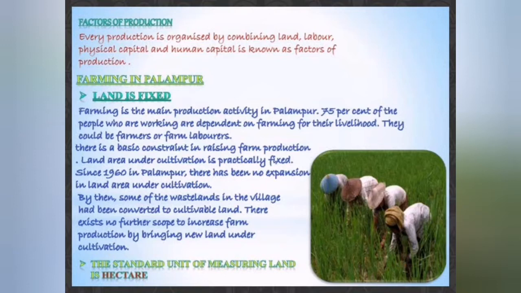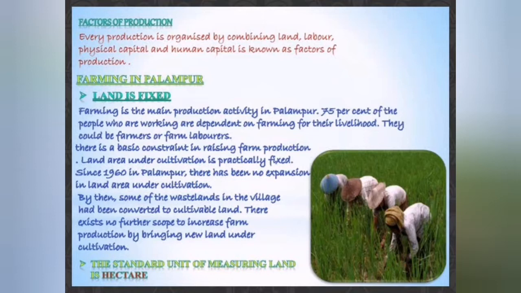75% of the people who are working are depending on farming for their livelihood. They could be farmers or farm laborers. There is a basic constraint in raising farm production because land area under cultivation is practically fixed. Since 1960 in Palampur, there has been no expansion in land area under cultivation. By then, some of the wastelands in the village had been converted to cultivable land. There exists no further scope to increase farm production by bringing new land under cultivation.